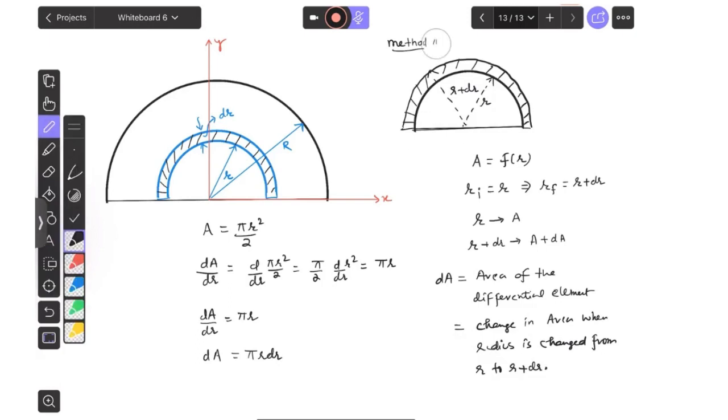Method 3. Okay, I can take a new page now. Yes, sir. Okay.